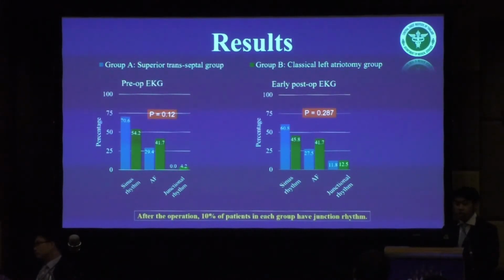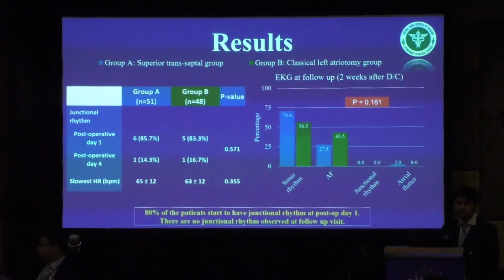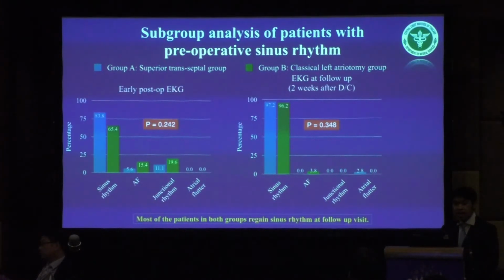After the operation, we can see that 10% of patients in each group have junctional rhythm. Of this 10%, 80% of these patients started to have junctional rhythm at postoperative day 1. Then we followed up the patients at 2 weeks after discharge, and no junctional rhythm was observed. Then we analyzed the patients with preoperative sinus rhythm. We can see that most patients in both groups regain sinus rhythm at follow-up visit.